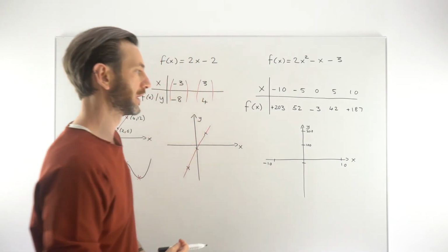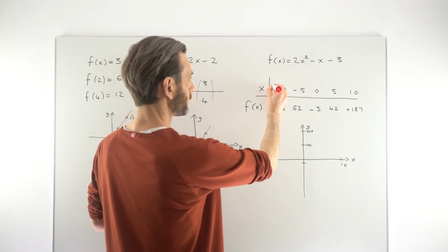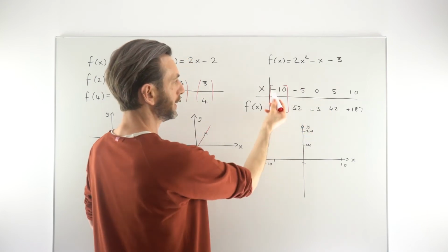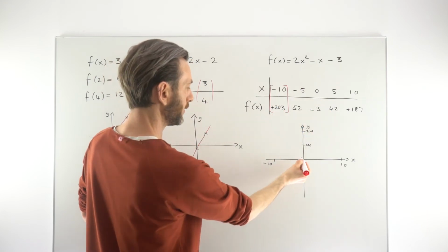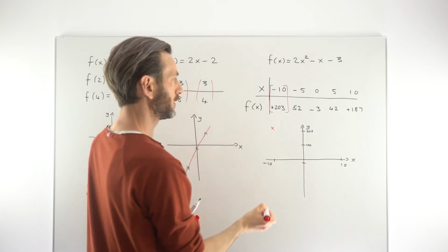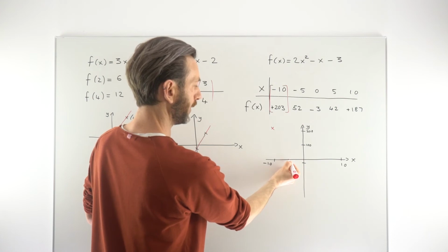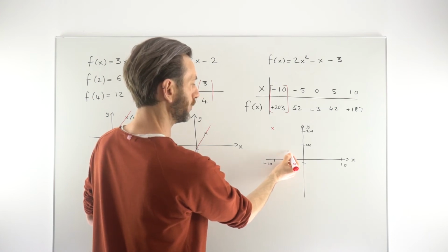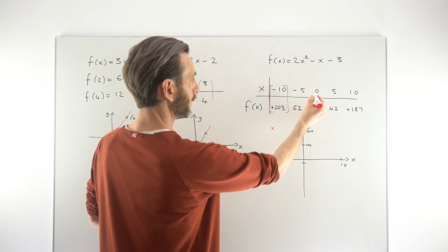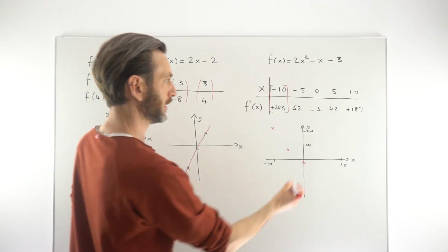So what we're going to do now is plot on the key points. Remember that these are pairs, right? So this one here forms a pair. They all form pairs. So minus 10, 203. That's up close to the 200. So that's going to be there. Minus 5, 52. So minus 5 is halfway to minus 10, and then 52 is roughly halfway to the 100. So it's going to be around there. 0, minus 3, that's the turning point, the lowest point down there.